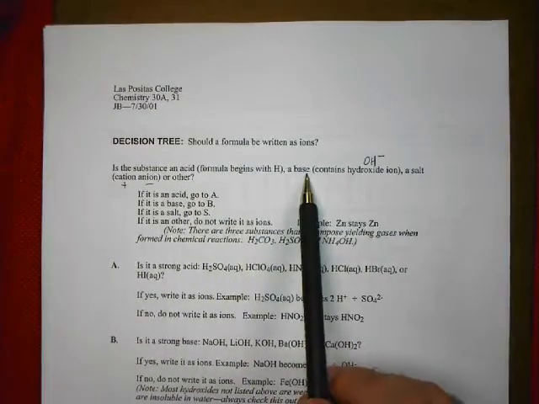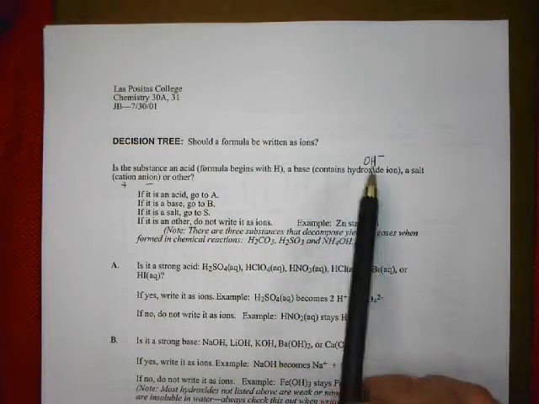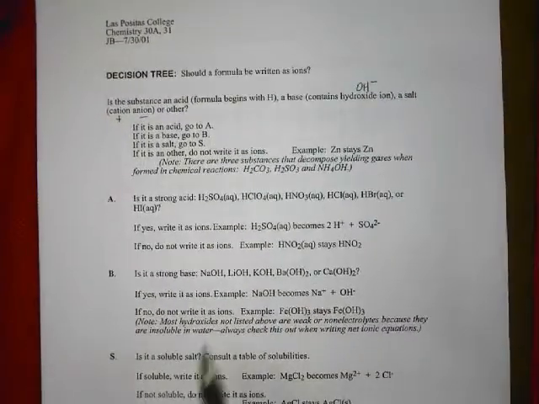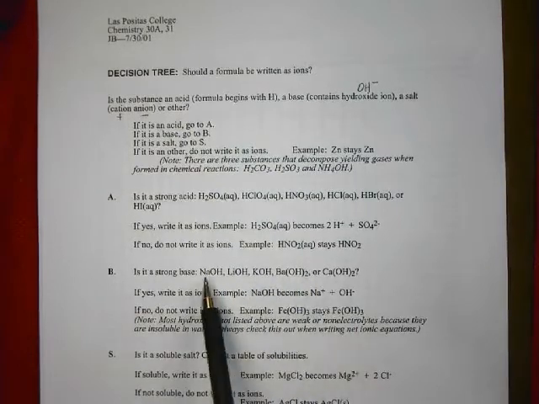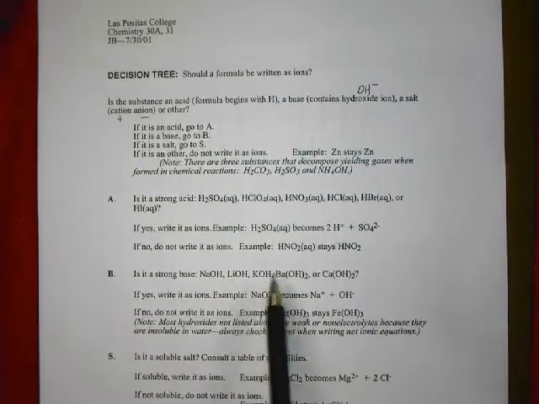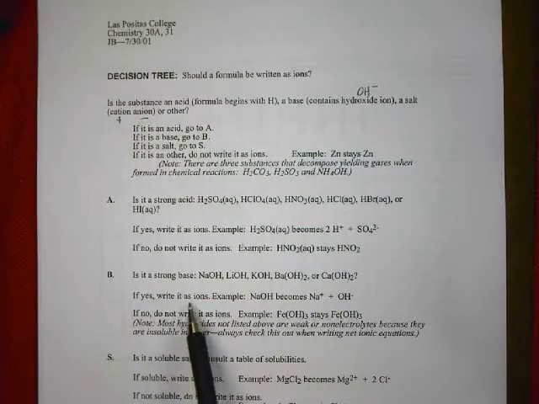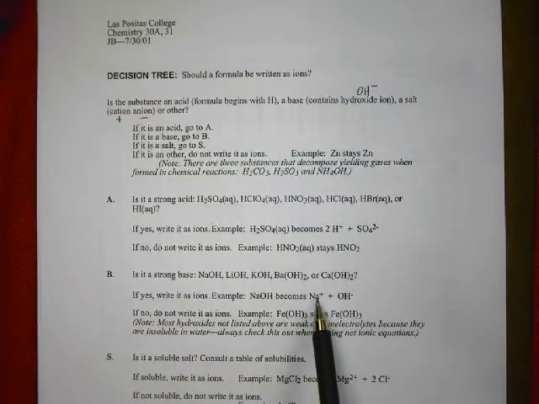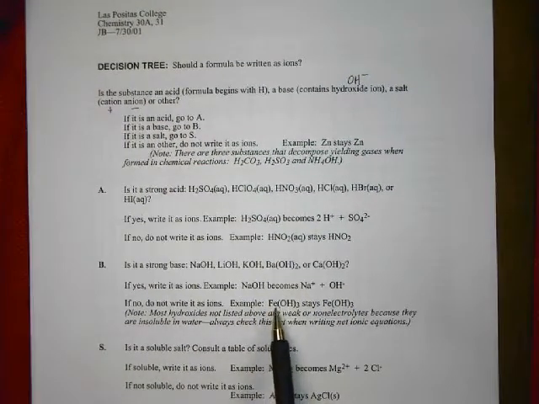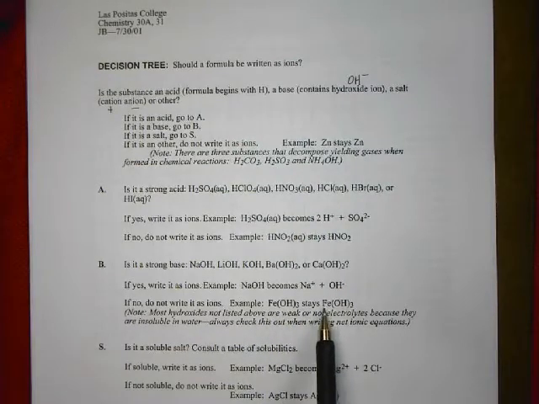If we decide that we have a base, which means it has OH in it, hydroxide, we go to B on our decision tree. So is it one of these 1, 2, 3, 4, 5 strong bases? Sodium hydroxide, lithium hydroxide, potassium hydroxide, barium hydroxide, or calcium hydroxide? If it is yes, we break it down into ions. So NaOH, sodium hydroxide, becomes Na+ and OH-. If not, it stays written as is. So Fe(OH)3, ferric hydroxide, stays Fe(OH)3.